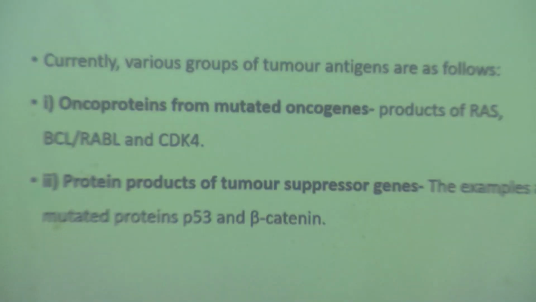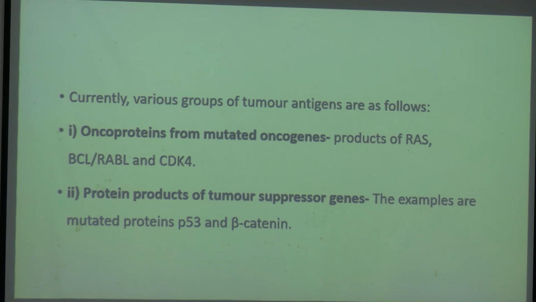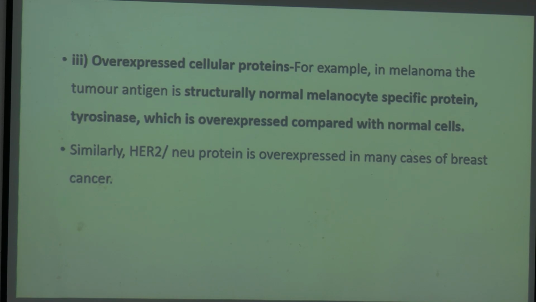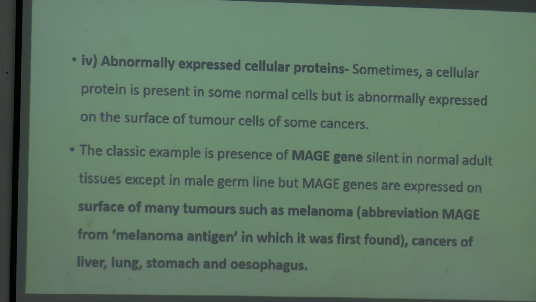Currently, various groups of tumor antigens are as follows: oncoproteins from mutated oncogenes, products of RAS, BCR-ABL, and products of tumor suppressor genes. The examples are mutated proteins of p53 and beta-catenin. Overexpressed cellular proteins, for example, in melanoma, the tumor antigen is structurally normal melanocyte-specific protein, tyrosinase, which is overexpressed compared with normal cells. Similarly, HER2-neu protein is overexpressed in many cases of breast cancer.